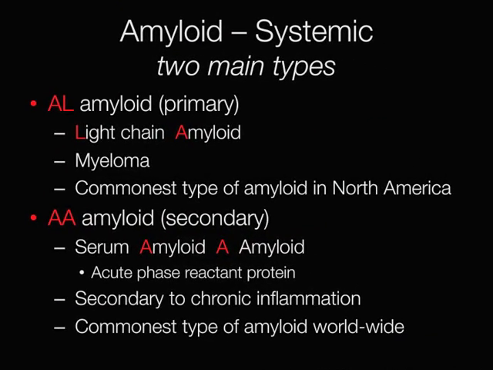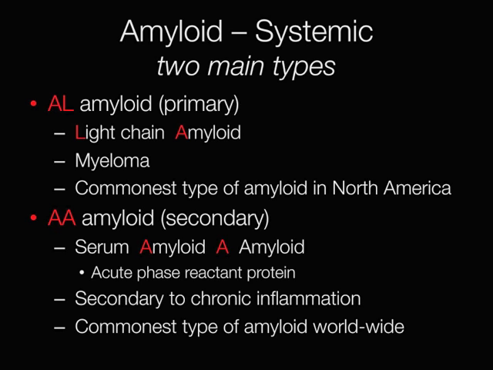There are two main types of amyloid, AL amyloid and AA amyloid. AL amyloid used to be termed primary amyloid because the cause of it was unknown, and AA amyloid used to be called secondary amyloid, where a predisposing cause was identified.